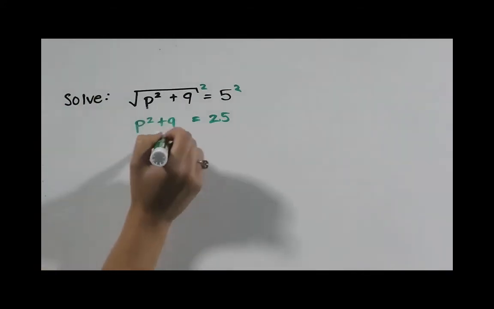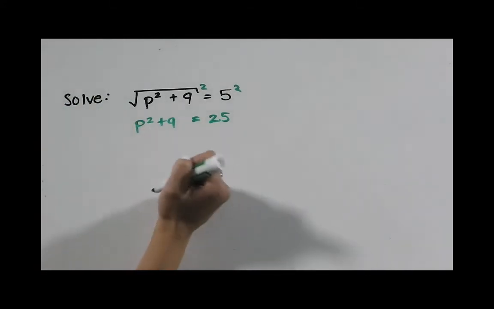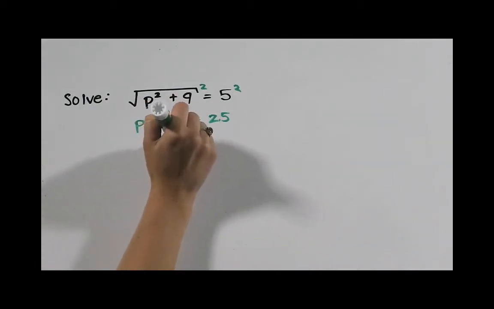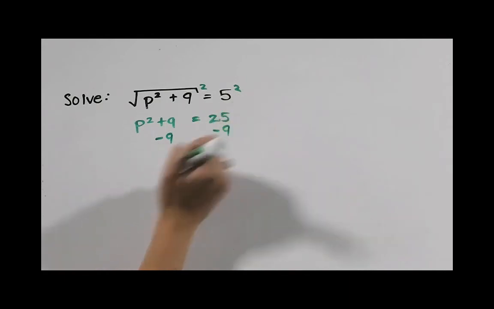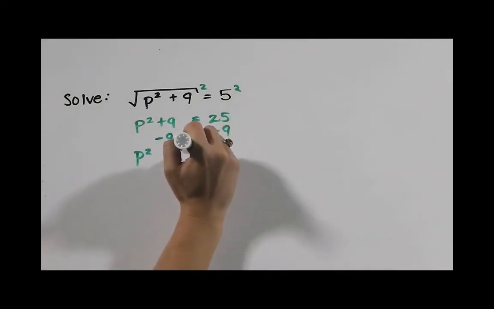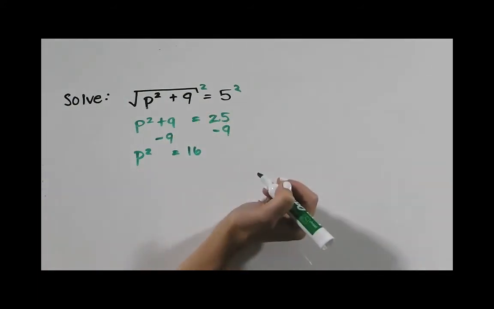Now, we've made a little bit more room, little breathing room for our p squared. And what else can we do to isolate it at this point? Well, we could subtract 9 from both sides. So we'd have p squared equals 25 minus 9, that's 16.